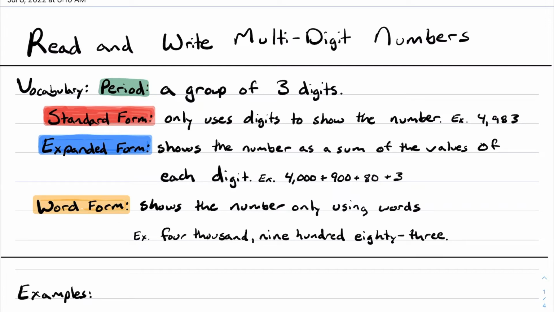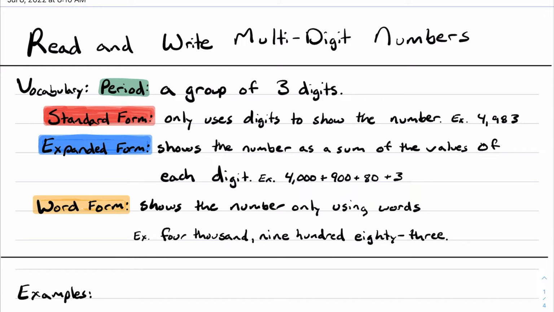We then have expanded form. Expanded form shows the number as a sum, so added up, of the values of each digit. So for example, with 4,983, you take each digit and you break it up into what its value is. So 4,000 plus 900 plus 80 plus 3.